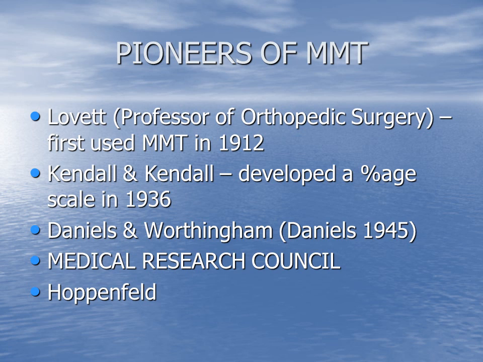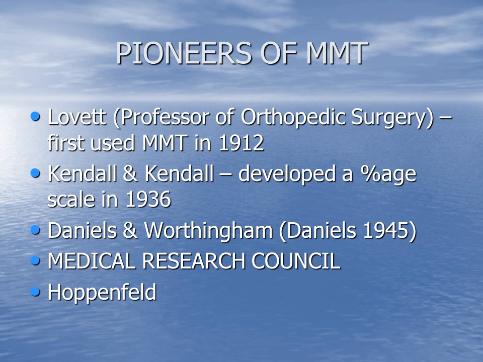Then in 1945, Daniels and Worthingham came along and also developed a numeric rating scale for describing muscle function. And then in the 70s, the Medical Research Council of the United Kingdom, not the United States, became the authority on grading muscle testing and describing muscle function. And we're going to see that the AMA Guides alternates between all of these systems.